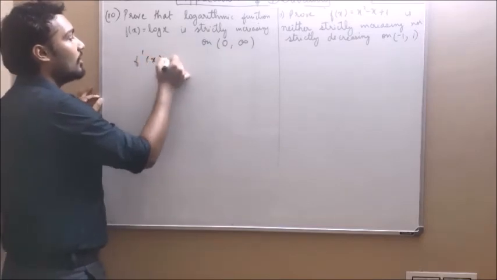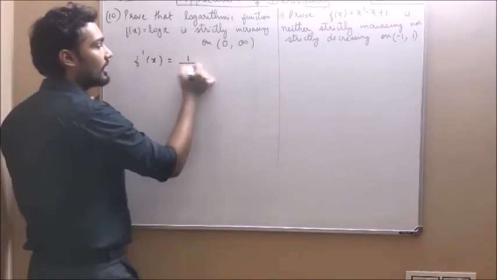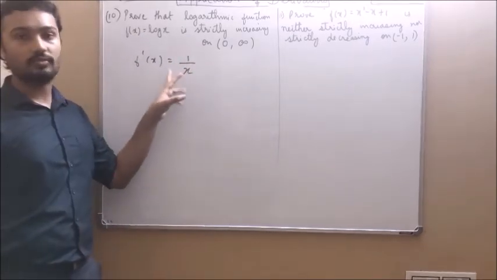So first, to check whether increasing or decreasing, find the derivative f dash of x. So f of x is log x. What's the derivative of log x? The derivative of log x is 1 by x. Now this is the derivative. Whether this is greater than 0 or less than 0, we have to check.